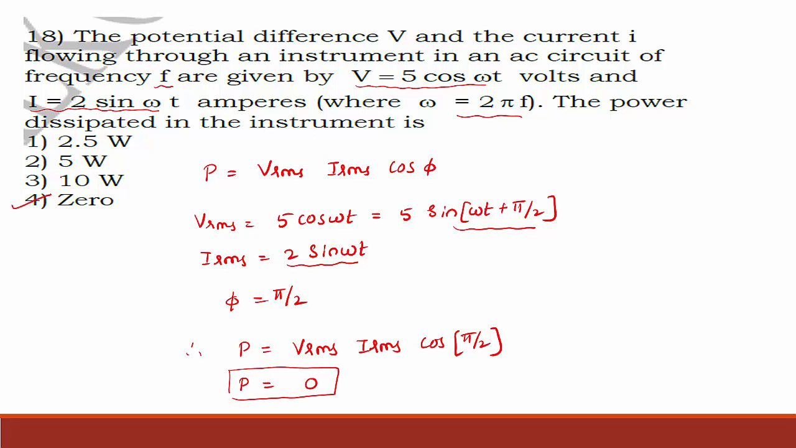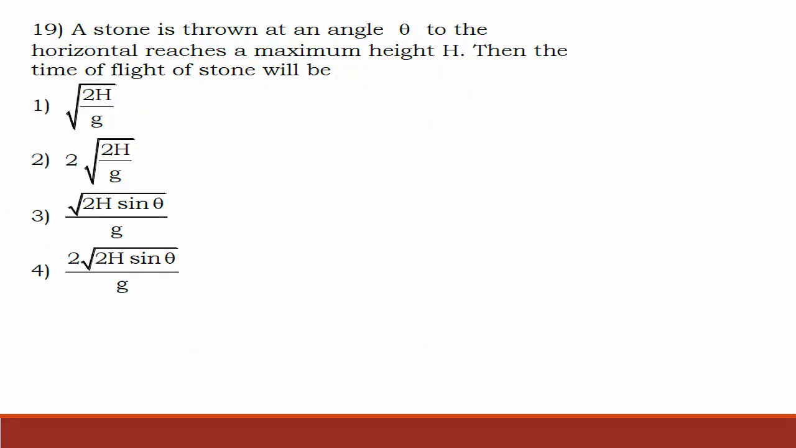Option 4 is right. A stone is thrown at an angle theta to the horizontal, reaches a maximum height h. Then the time of flight of the stone will be. We have the equation maximum height h equal to u square sin square theta divided by 2g. And also the time of flight is given by the equation t equal to 2 u sin theta divided by g. We can use these two equations.